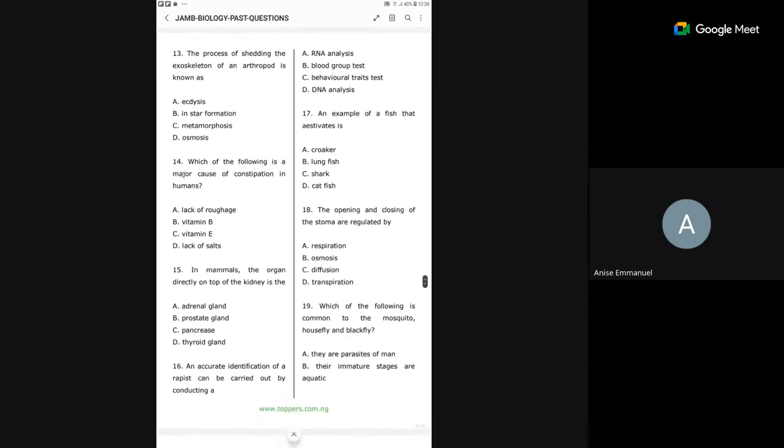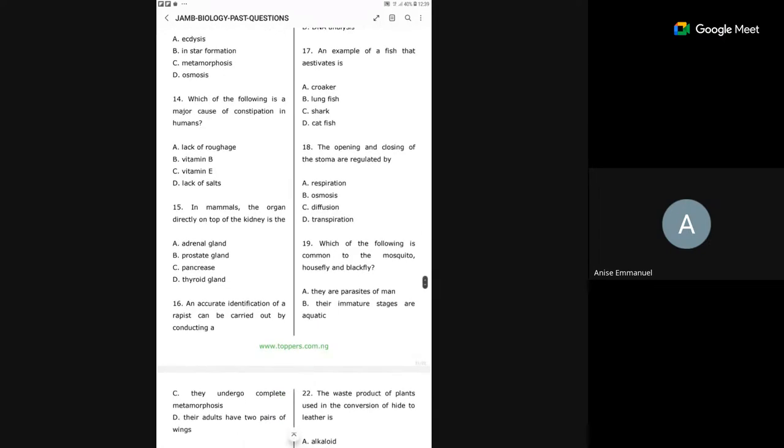Number 15, in mammals, the organ directly on top of the kidney is the what? Mammals have kidneys, and kidneys are for excretion. Kidneys excrete nitrogenous waste in the form of urea; in the case of human beings they excrete urine, but that urine is urea plus water. So if you're asked what is the excretory product produced by the kidney, the answer is urea, not urine, because urine is a combination of urea and water. But the main substance there is urea.